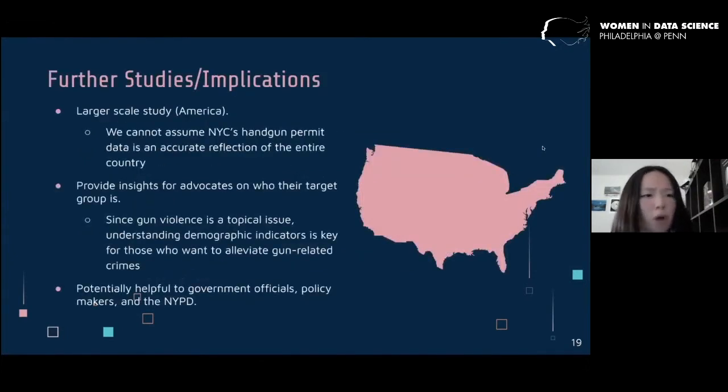So, expanding this beyond our own research, we can have a study that is across all of America, as we can't just assume that New York City's handgun permit data is an accurate reflection of the entire country's data. And having this broader data would provide valuable insight for advocates on who their target group is. So because we can't just assume that our notable variables are an accurate reflection of the whole country, having this additional data would be crucial to understanding what demographic indicators are most useful for addressing issues like gun violence. And this data could be potentially helpful to government officials, policymakers, and police departments across the country.